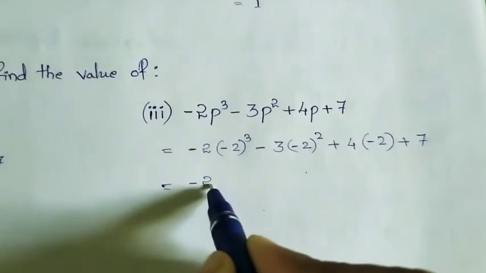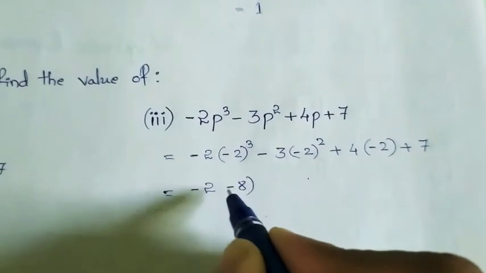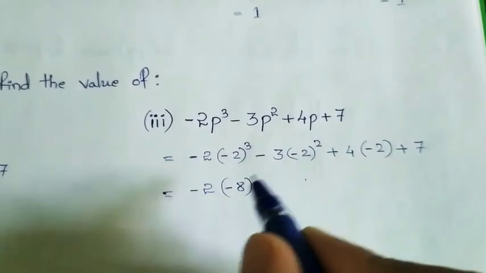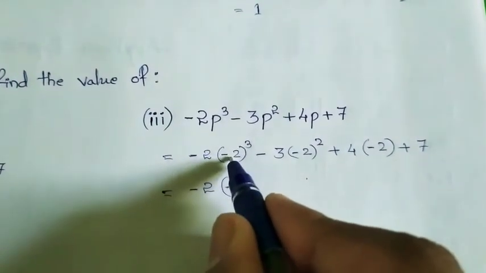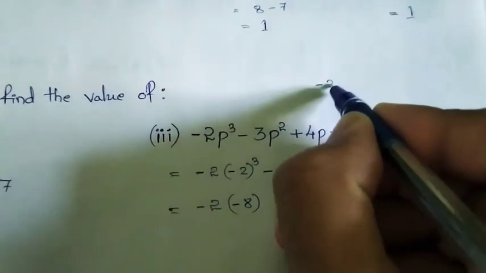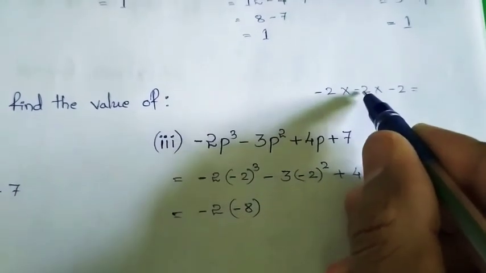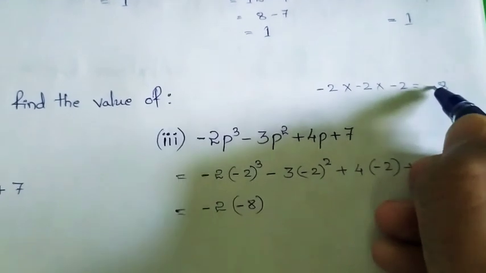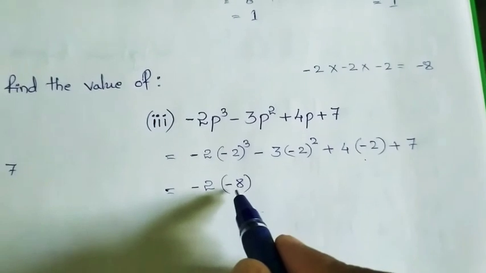Now, (-2) cube, how much will you get? We will get -8. How did we get -2 cube as -8? I'll do rough work here. -2 into -2 into -2. 2 twos are 4, 4 twos are 8. Minus into minus is plus, plus into minus is again minus. So we got -8. So -2 cube is -8.